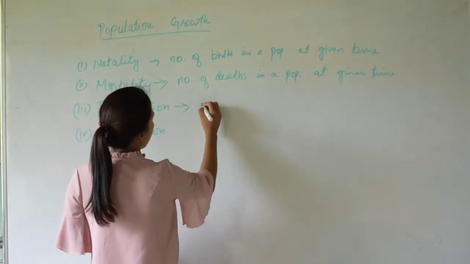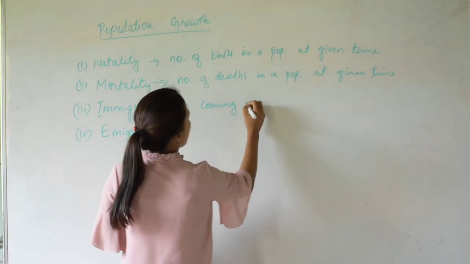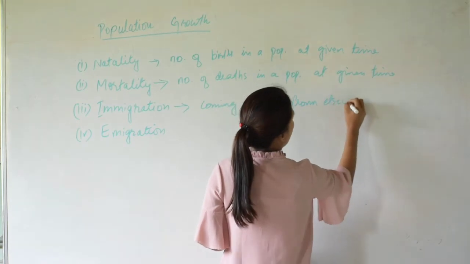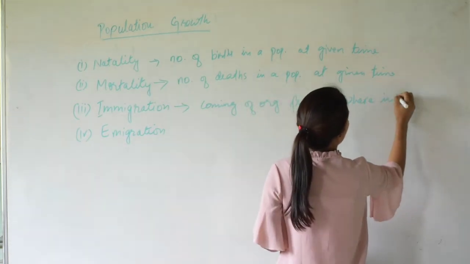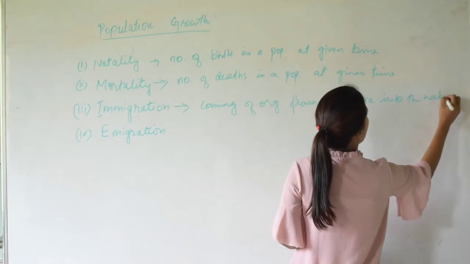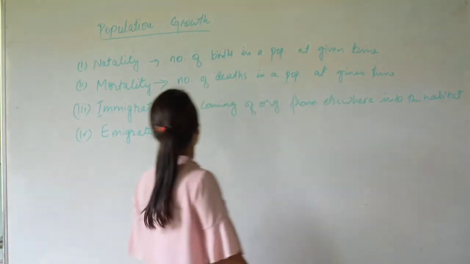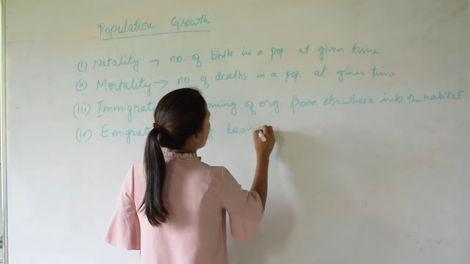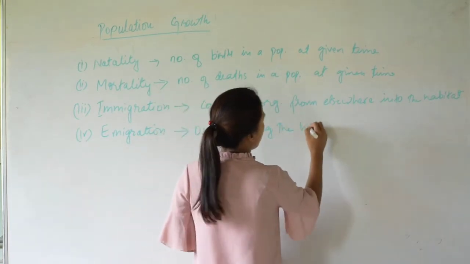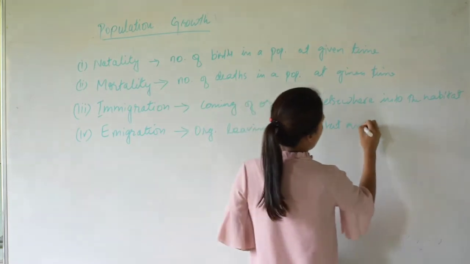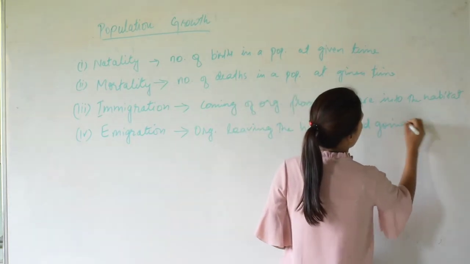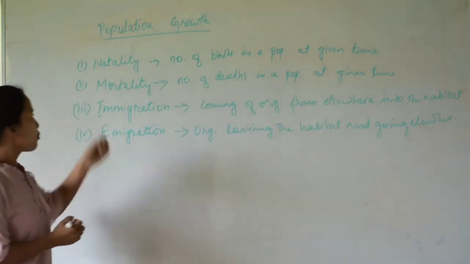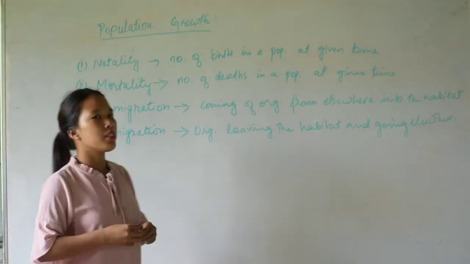Immigration means coming of organisms from elsewhere into the habitat. And emigration means organisms leaving the habitat and going elsewhere. So these are the four processes which affect the population density.